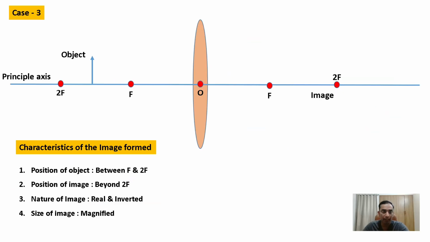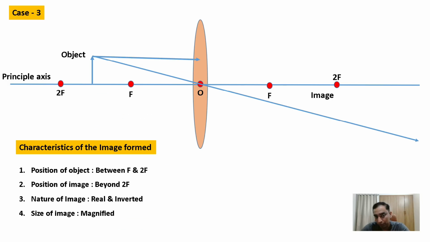All right, let's go ahead. The object is kept between f and 2f. So that means the first ray, as usual, is going to pass through O, goes undeviated. The second ray is parallel to the principal axis. After refraction, it goes through focus. And finally, an enlarged image is formed beyond 2f.